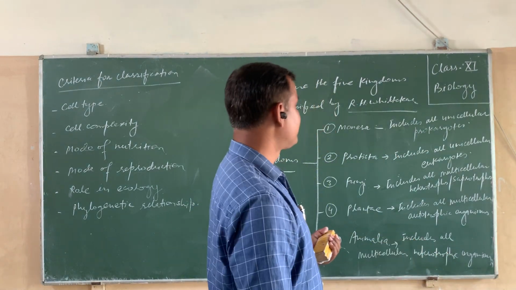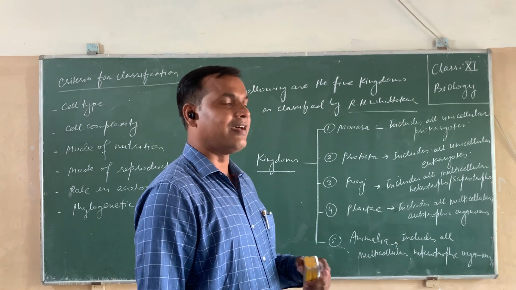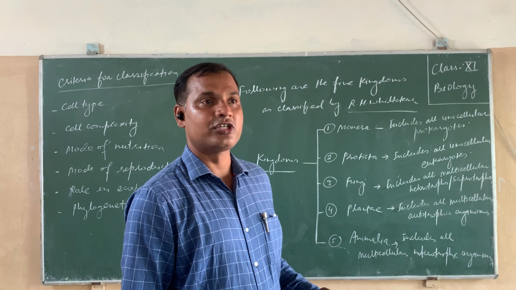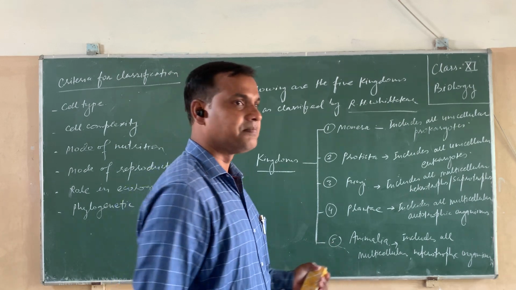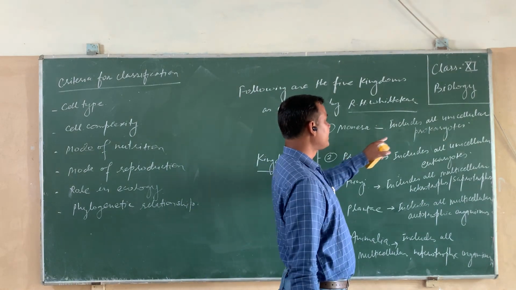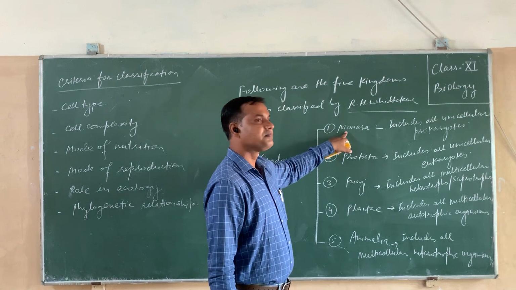About prokaryotes, you have studied in class 9 also. Prokaryotes are the cells or the organisms having cells which are devoid of a true nucleus or having an incipient nucleus. The cell organelles are also missing. So all these single cell organisms which have prokaryotic cells must be included within the kingdom Monera.